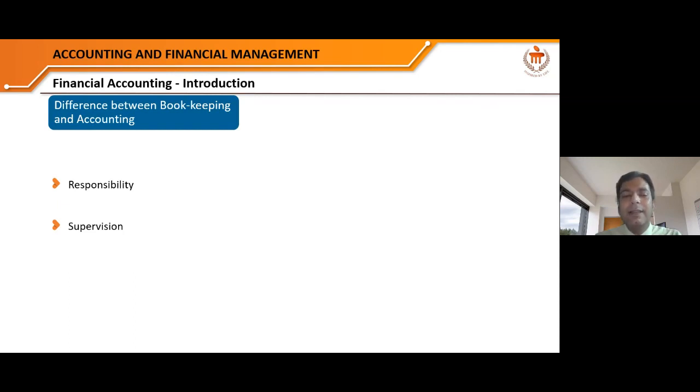Now next, we have the last point, which is staff involved. The staff involved in bookkeeping is mostly junior staff of the organization. And in accounting, it is the senior staff who work in accounting functions. So this was the difference between bookkeeping and accounting.